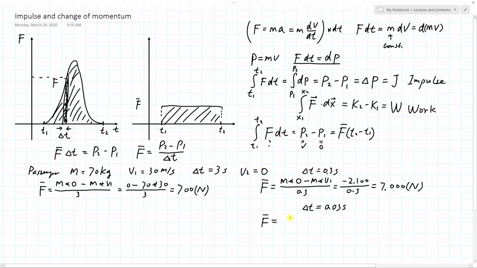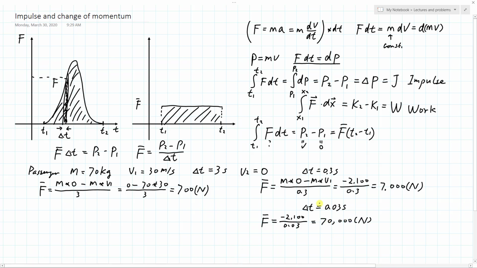So this value will still be the same, right? Still the same final state, the passenger stopped, and still the same initial state, the passenger was traveling at a certain speed. So the top is still minus 2100, but the bottom becomes 10 times smaller. So now we end up with 70,000 newtons of contact force. This is a very large amount of force. I can imagine bones breaking.